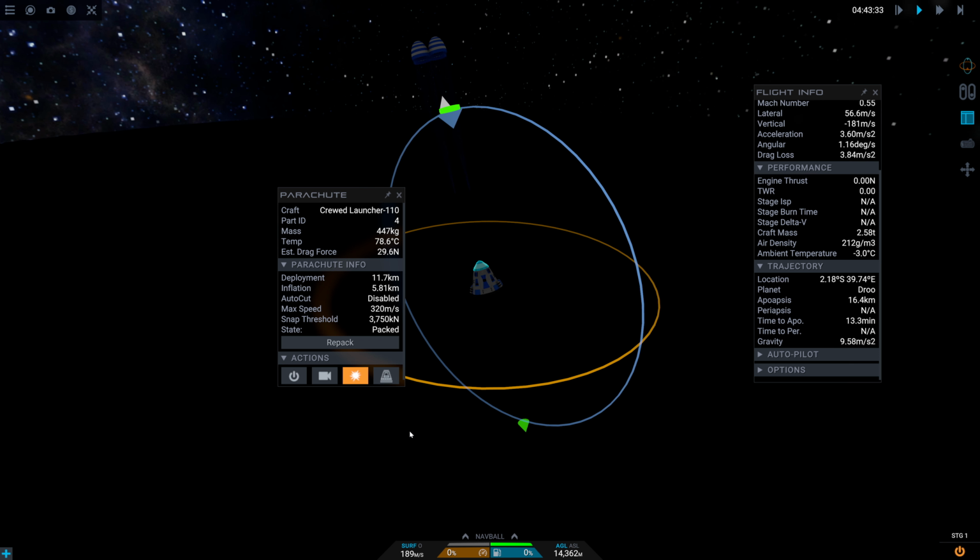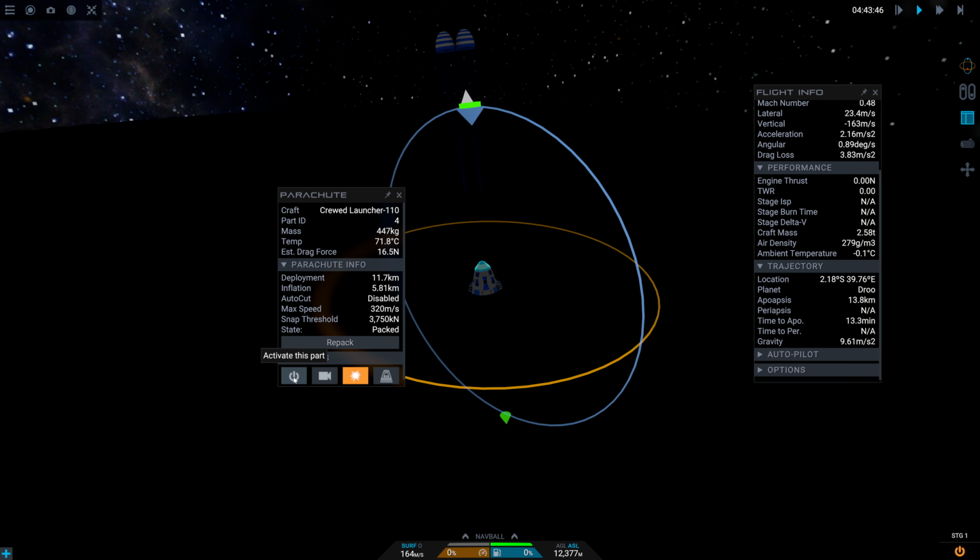So we're currently about 14 kilometers up. We could put in our main chute as of now, but I'm going to let this drop down. Deployment is 11.7 kilometers, so that seems reasonably fine. Are we over water? We're over water. Okay. Beautiful.